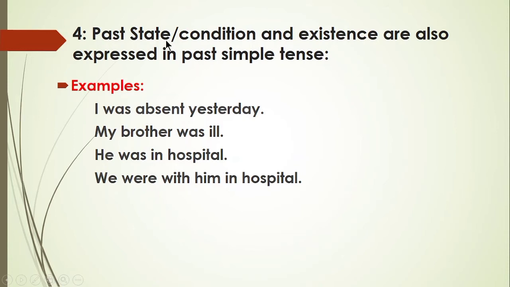Next, past state, condition or existence are also expressed in past simple tense. So when we talk about past state, condition and existence, we use past simple tense. And here we use the be form, was and were. I was absent yesterday, was. My brother was ill, was, second form of is. He was in hospital, was, second form of is. We were with him in hospital, were, second form of are. So for past state or condition, we also use past simple tense.